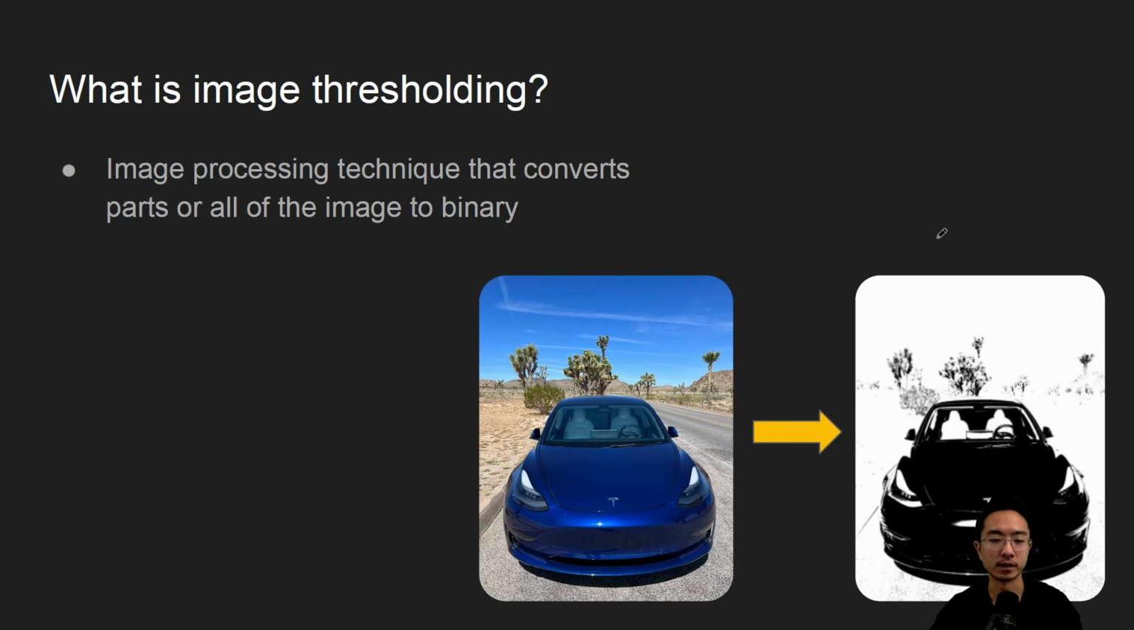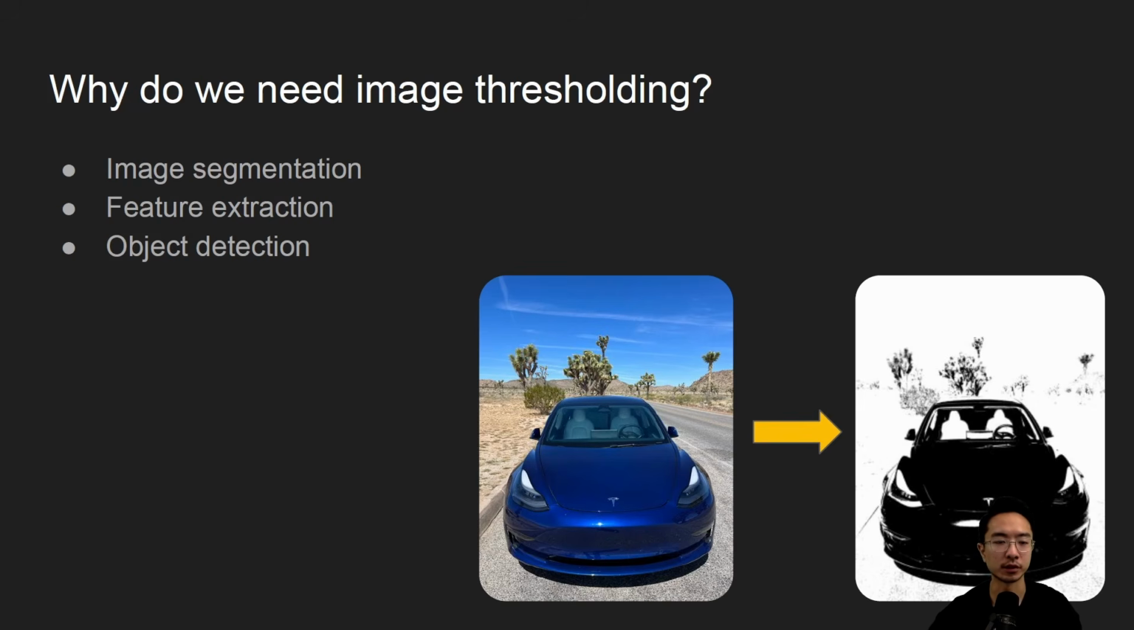Okay, so what is image thresholding? Image thresholding is an image processing technique, and it converts parts or all of the image into binary. Okay, so here you can see on the right, binary pretty much means black and white. So in our case, it's going to be 0 or 255. So either of those two values. So why do we need image thresholding? The reason why we may need it is for certain things like image segmentation, feature extraction, or object detection, and it's pretty useful for a lot of pre-processing steps.